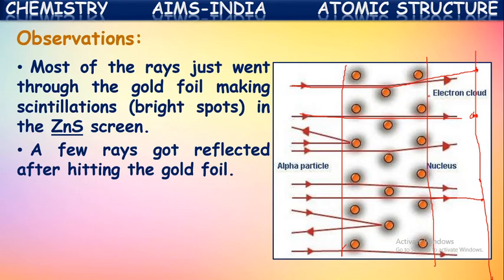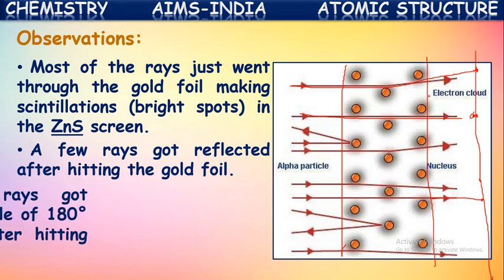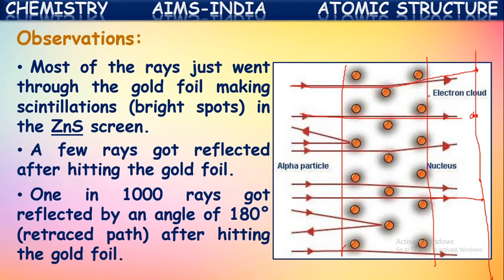This is one more observation. Next, one more observation done here. It is 1 in 1000 rays, means very few of them, reflected by an angle of 180 degrees, means they retraced their path, reflected back to their original path, getting back exactly after hitting the gold foil. So very few of them get back to their path after hitting the gold foil.